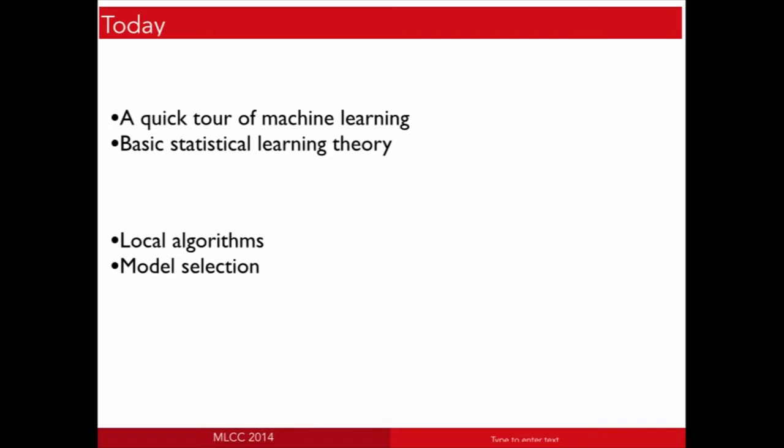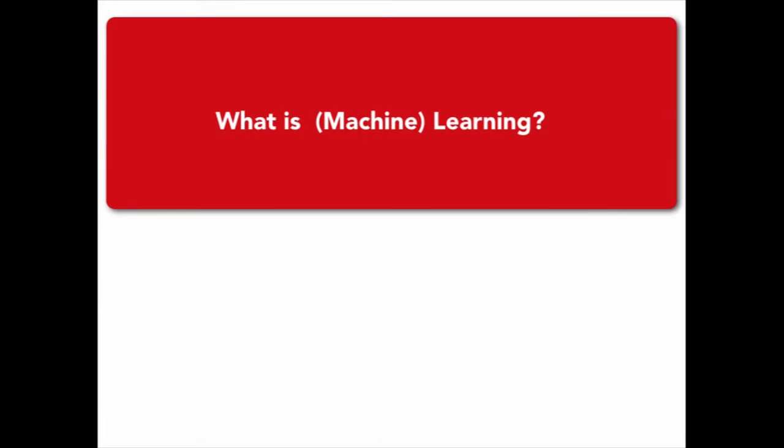And then after the break, we're going to encounter the first basic set of algorithms, namely local algorithms, and the whole idea of model selection, which is another word for what I was about to say, parameter tuning, which is one of the annoying things you have to do when you use machine learning algorithms.